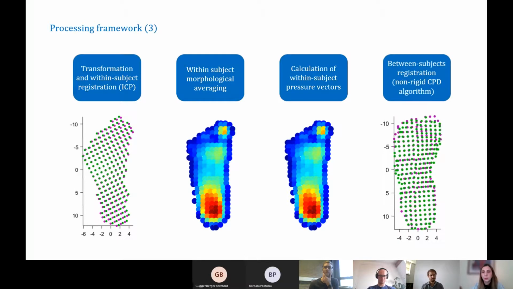As a final step, we registered the footprints between subjects using a non-rigid coherent point drift algorithm that enabled us to rotate, translate, and scale the point cloud of all the infants to a common template. This was chosen as the template whose length and width were closest to the mean length and width of all the feet of all the participants.